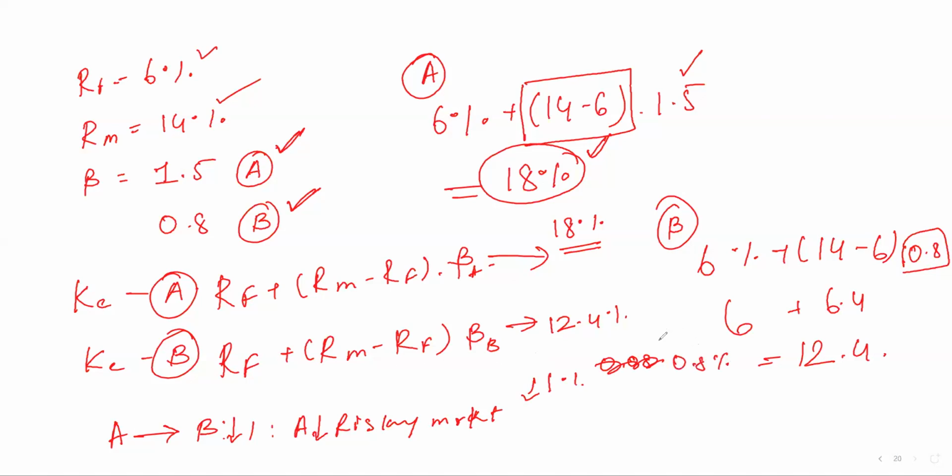When the market moves up by 1%, company A's stock price only moves up by 0.8%. So on average, company A is less risky as compared to the market. Sorry, company A's beta is 1.5, right? I'm talking about company B. Company B's beta is less than 1. It means that company B is less risky as compared to the market. Therefore, the returns that company B is giving are also less as compared to the market. The market gave you 14% return and the company is giving 12.4% return. Why? Because company B is less risky as compared to the market.